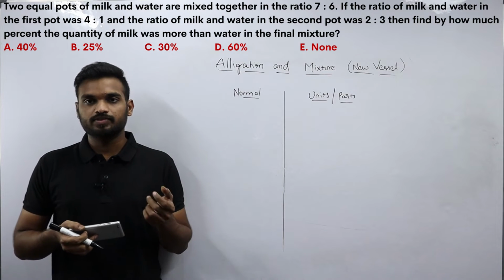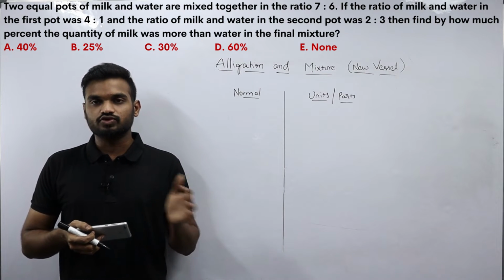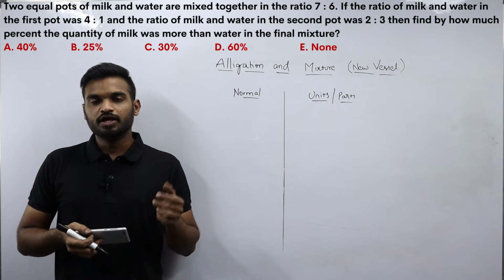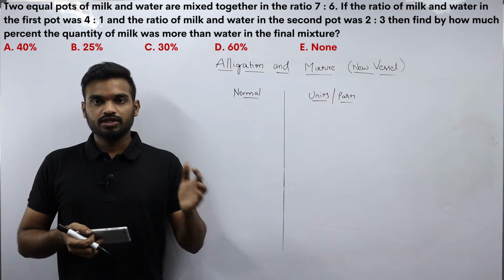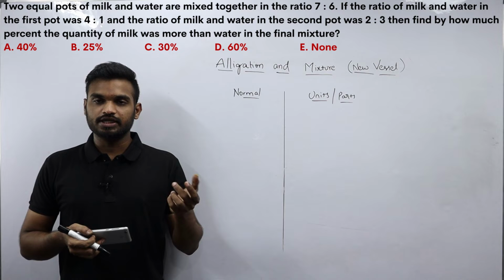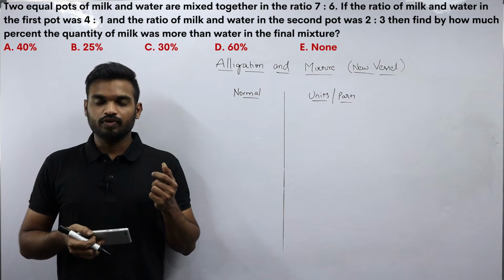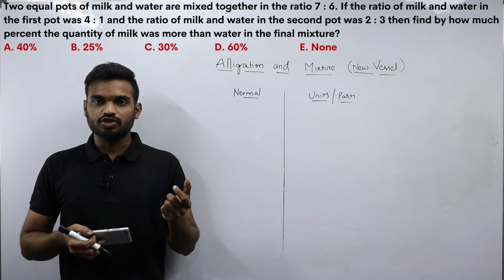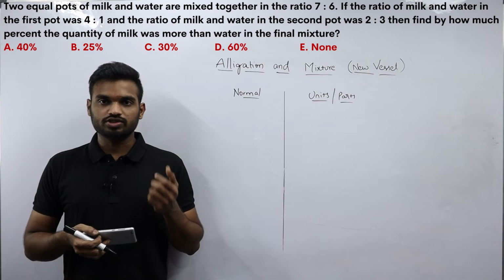In the previous problems, it was not given in what ratio these two quantities need to be mixed. But here it is clearly given in what ratio these two quantities need to be mixed, that is 7:6. These two quantities are mixed in the ratio of 7:6. Now let's see how to solve the problem.